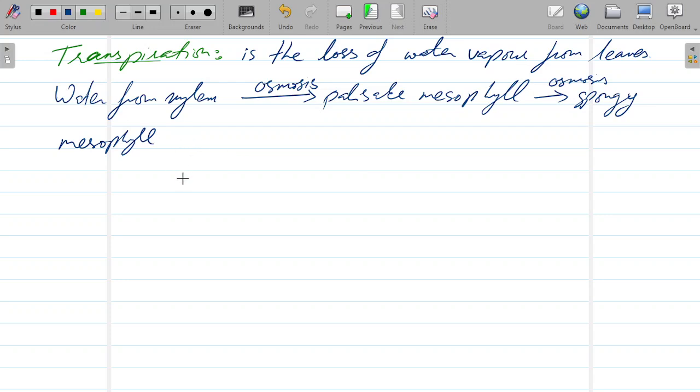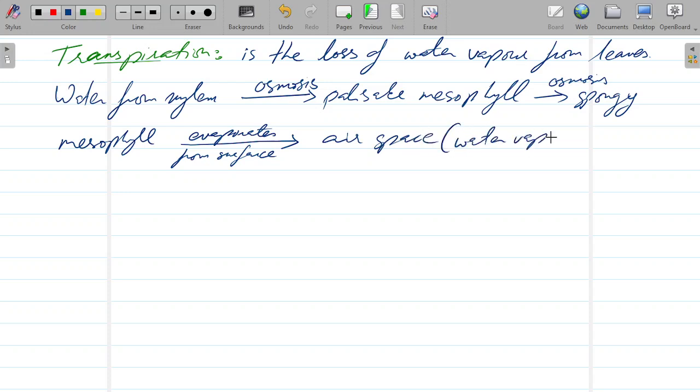Now, if you remember that there are air spaces in between the spongy mesophyll cells, so what happens is that water evaporates from the surface, right, of the spongy mesophyll cells and goes into the air space as water vapor. So it's no longer liquid, right? Water vapor is gas. And so from the air spaces, it moves out of the stomata into the environment.